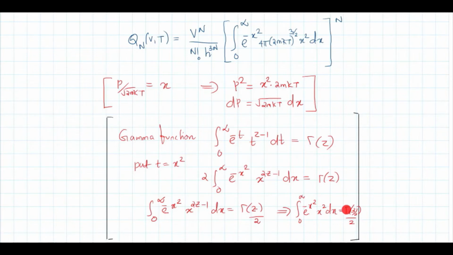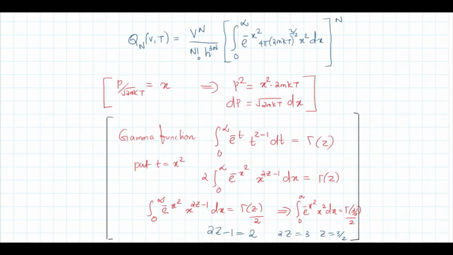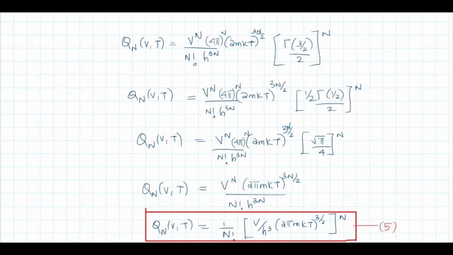So here you have x square. That means you will get gamma 3 by 2 by 2. Okay, if it is 2z minus 1, you will get gamma z. 2z minus 1 is 2 in our case. So 2z is 3, so z is 3 by 2. That is why this is gamma 3 by 2 by 2. So instead of this integral, you can use that gamma 3 by 2 by 2, the whole raised to n. All this factor, 4 pi raised to n, will come outside, 2m kT raised to 3n by 2 will also come outside. This is the partition function.